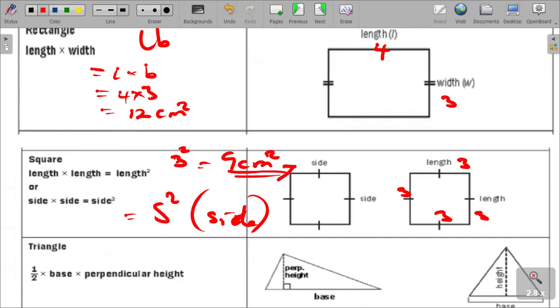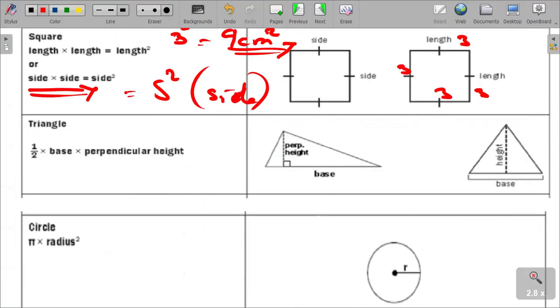If the sides are 3 centimeters each, the area of a square is S squared, side times side, which is the area of a square. And then we also continue to say the area of a triangle is B times H over 2, where BH is base times height over 2, which is half base times height, and it gives us the square centimeters or meters of a triangle.